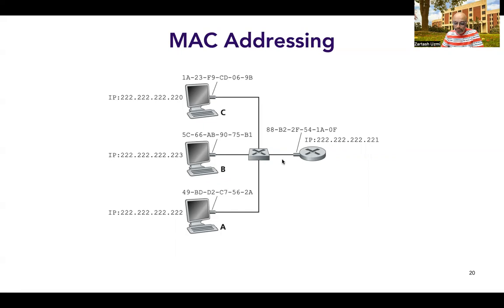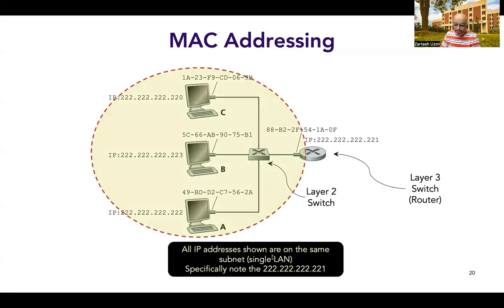Now you will notice here that in the figure we are showing a router, a layer 3 switch, which is connecting this network to the rest of the outside world. We are also showing a layer 2 switch here, which is just extending these links with each other. So all these 4 links which are connected with the layer 2 switch are part of this one giant link, if you like. All the IP addresses shown in this network are on the same subnet or on a single LAN.